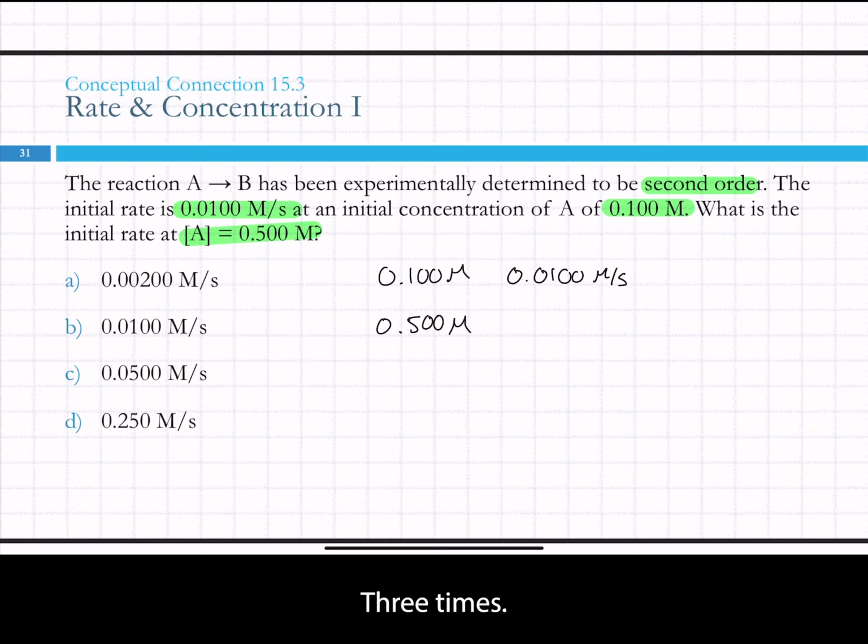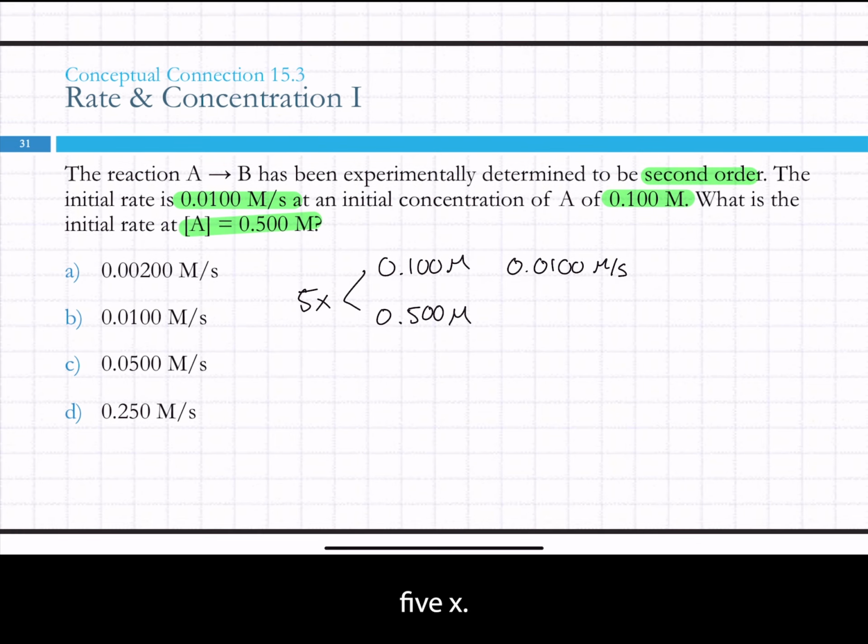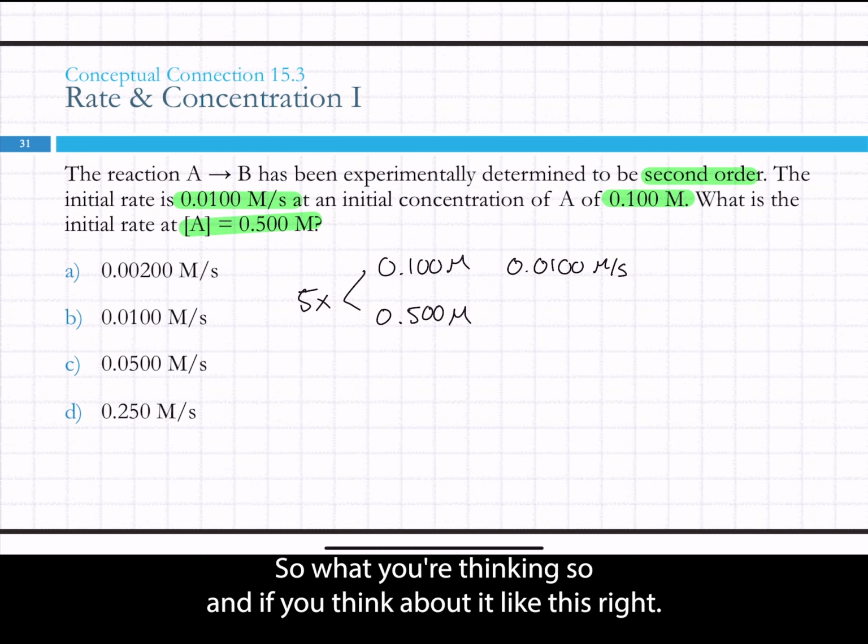2 times, 3 times, 5 times. Right, so if this increases by 5x, if this was a first order, then my rate would increase by 5x. But it's not a first order, it's a second order. So how much would my rate increase by? See what you're thinking?